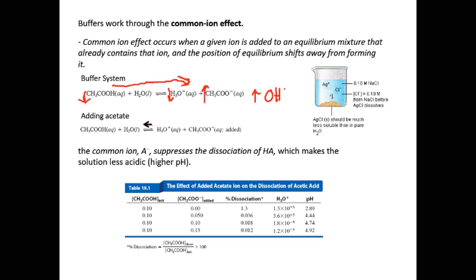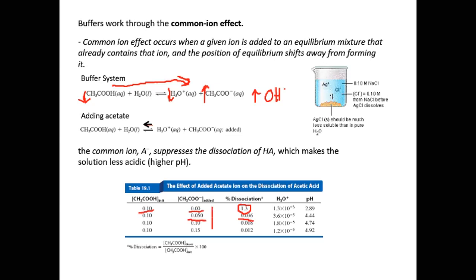Now the common ion inhibits the dissociation of the weak acid. So if we already have a solution that has some weak base in it, it's going to prevent some of the weak acid from dissociating and forming weak base. So for example, if we have a 0.1 molar solution of acetic acid and no acetate, well, 1.3% of the acetic acid will dissociate. But now if we increase the concentration of acetate to 0.05, you see less of the acetic acid gets dissociated because there's already a common ion in solution.